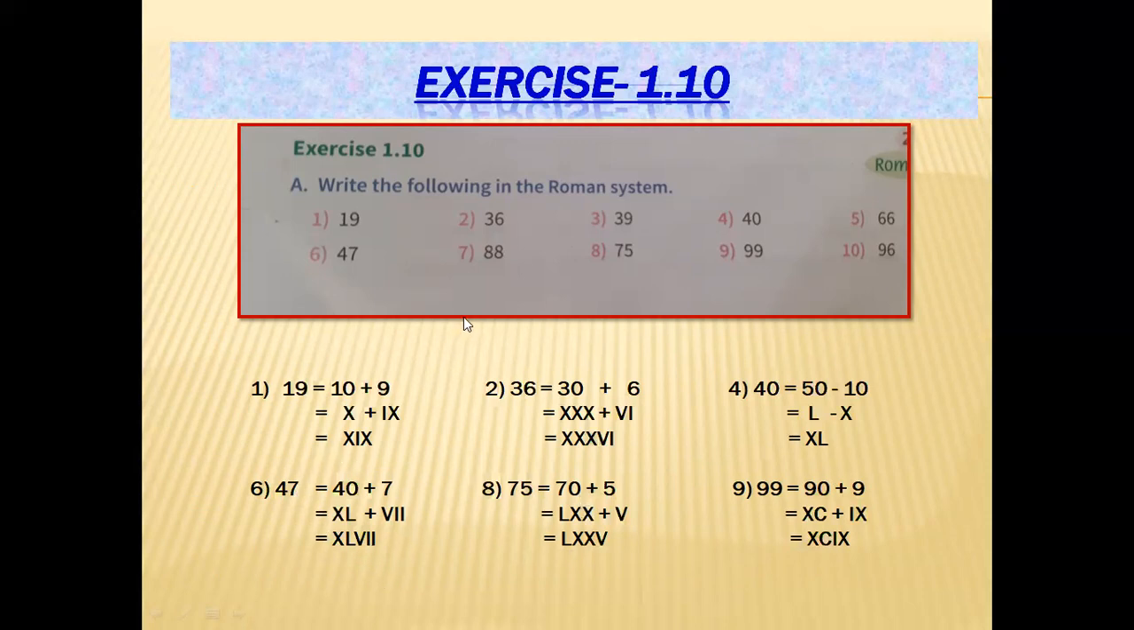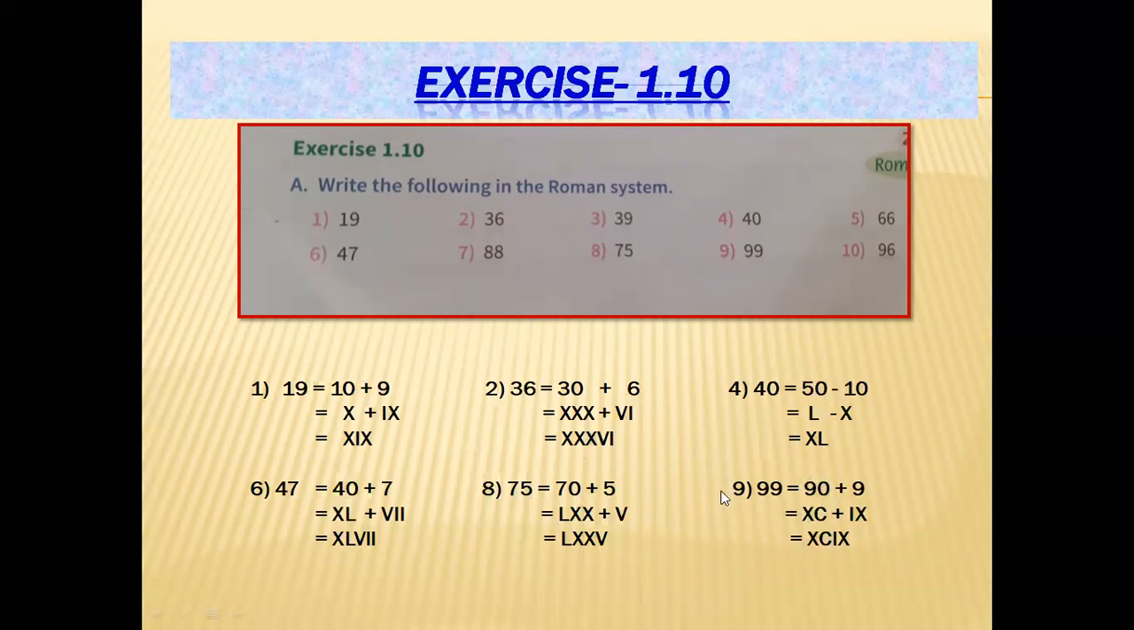47. Next, seventh one, you have to write. Eighth one, see 75. 70 plus 5. 70 means LXX plus V. This equals LXXV. Next, ninth one, 99.